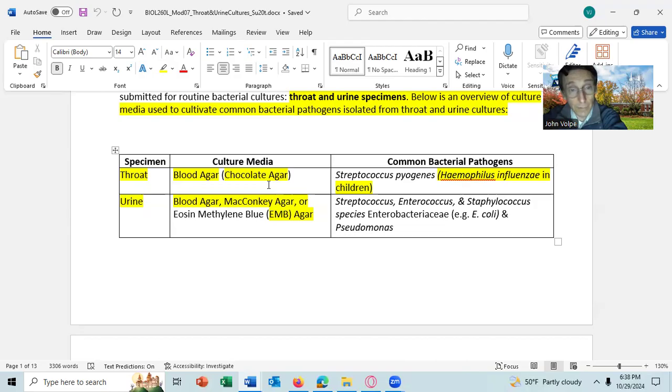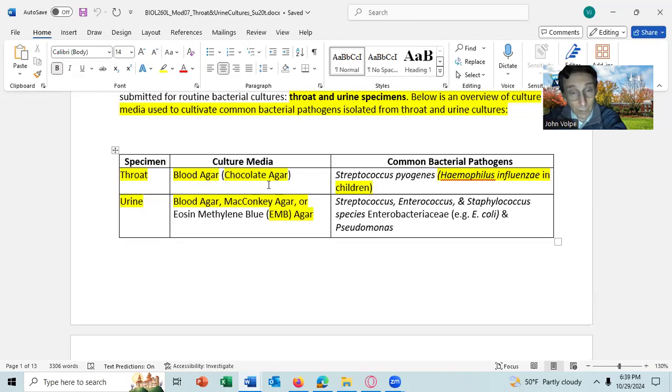For urine cultures, we use two media always for the same urine culture. We always use blood agar, and then, in addition to blood agar, either MacConkey's agar or EMB agar, one or the other. Blood agar will grow everything, including gram negatives, gram positives, and many fastidious organisms. MacConkey's agar or EMB will only grow gram negatives.